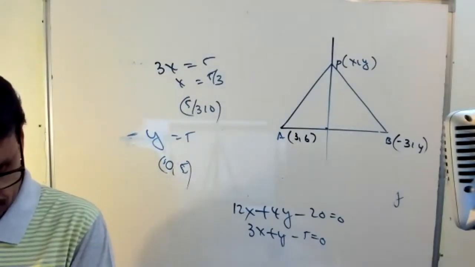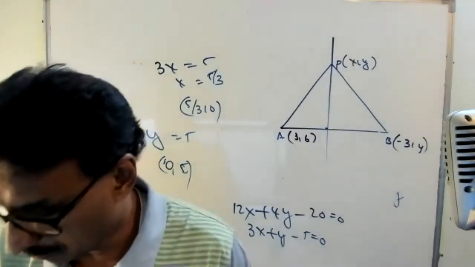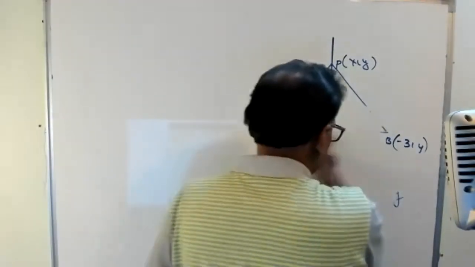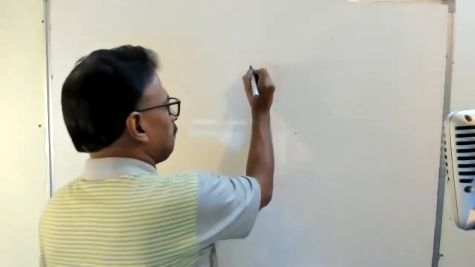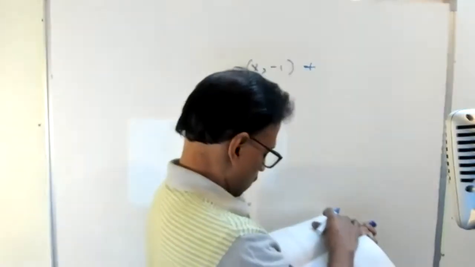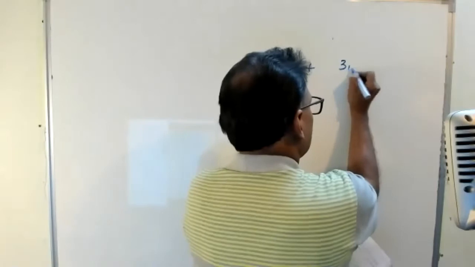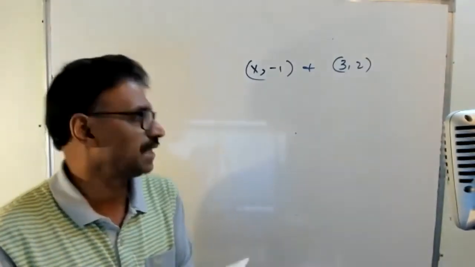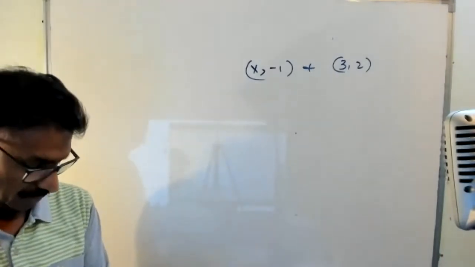Next question. Find the value of x if the distance between the points x comma minus 1 and 3, 2 is 5. Okay, try it.